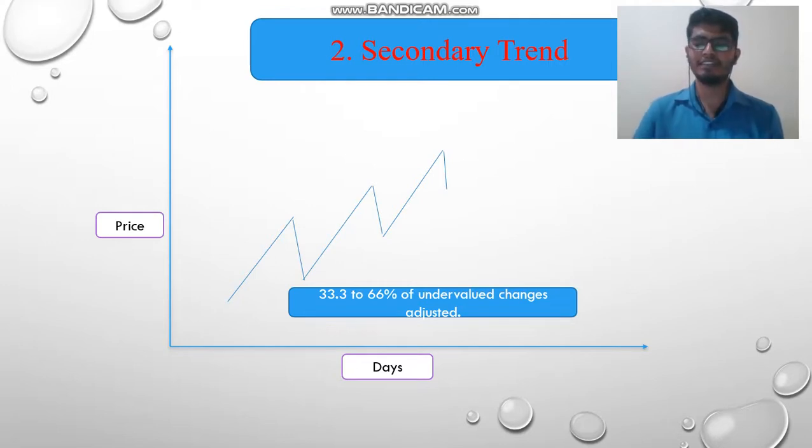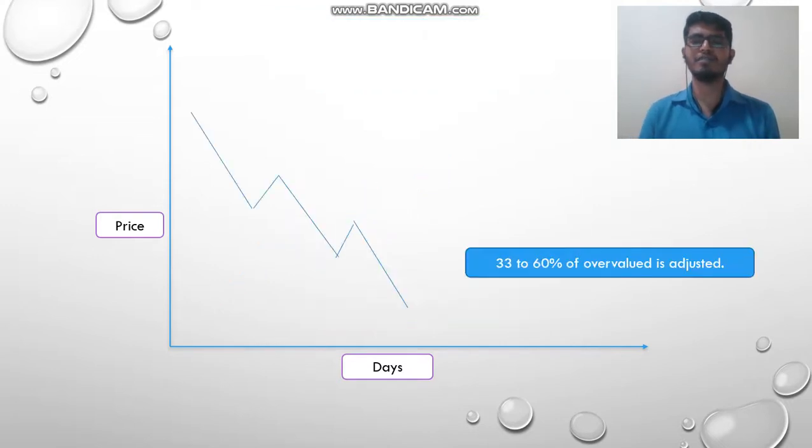So this is the bullish type of the secondary trend, and here comes the bearish type of the secondary trend. If the stocks are overvalued, then the stock prices should be reduced. Here you can see the reduction. This fluctuation you can see here is maybe 33% to 60%, so between 33% and 60% this fluctuation will be there in the market prices.